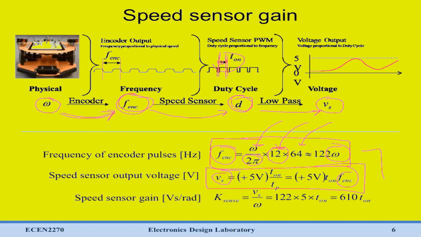And if we simply put these two equations together and solve for a relation between omega, which we want to be our input, and Vs, which we want to be our output, we can find that the transfer function for the speed sensor circuit is simply a constant k-sense, which means that for any given motor speed omega, we know that Vs is simply equal to k-sense times omega. And so we can use this equation right here in order to model our whole speed sensor circuit.